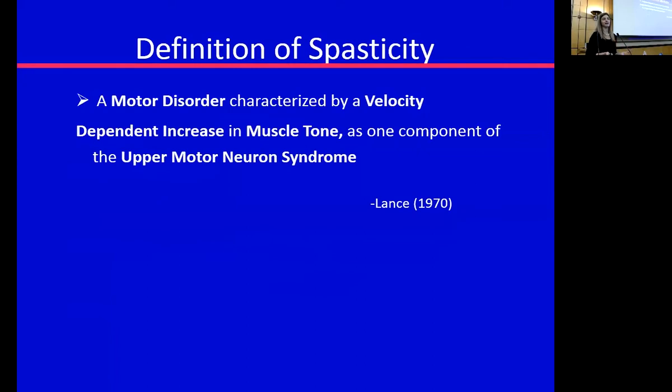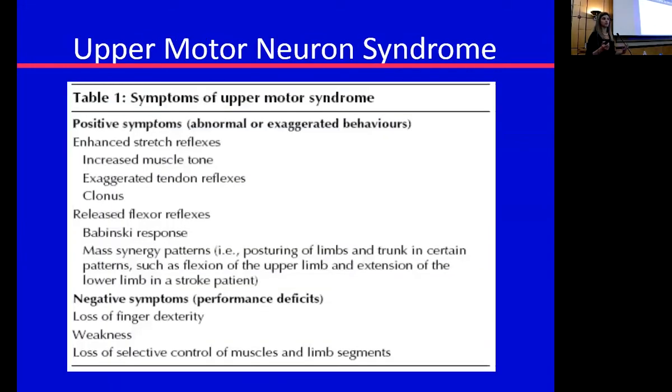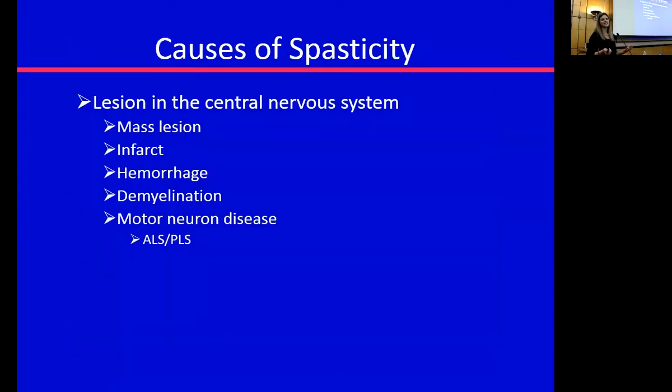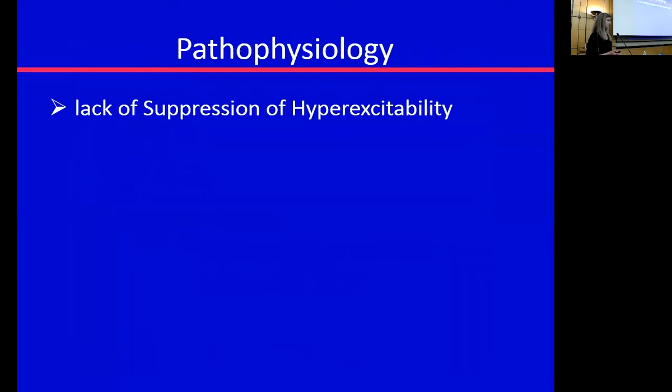So the definition of spasticity is essentially a velocity-dependent increase in muscle tone that's part of the upper motor neuron syndrome. The upper motor neuron syndrome also is composed of weakness, hyperreflexia, upgoing plantar responses, and clonus. Spasticity can essentially be caused by any lesion within the central nervous system. This can include an infarct, a hemorrhage, demyelination, or motor neuron disease.